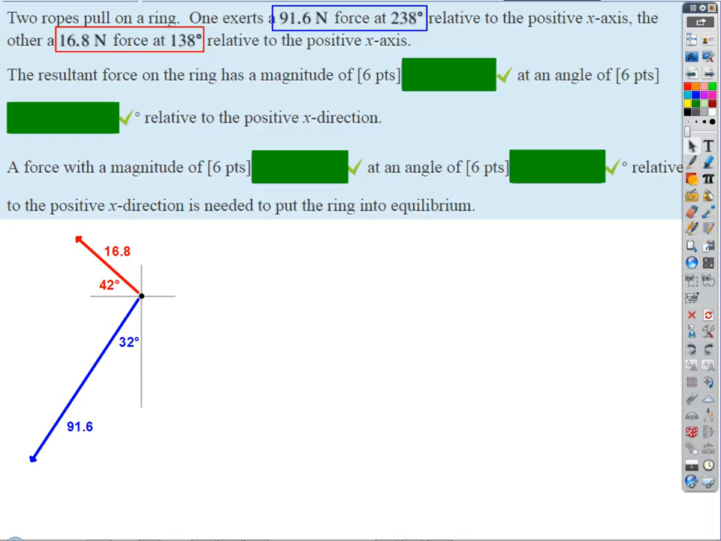So two ropes pull on a ring. One exerts a 91.6 Newton force at 238 degrees relative to the positive x-axis. The other one 16.8 newtons at 138 degrees, right? So here's a picture, right, that would represent that.